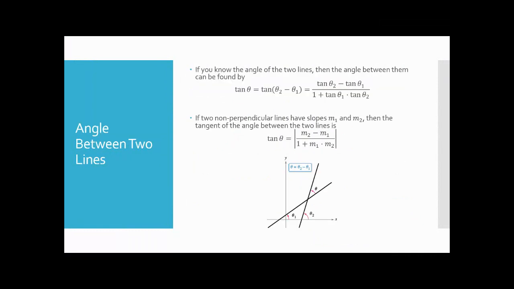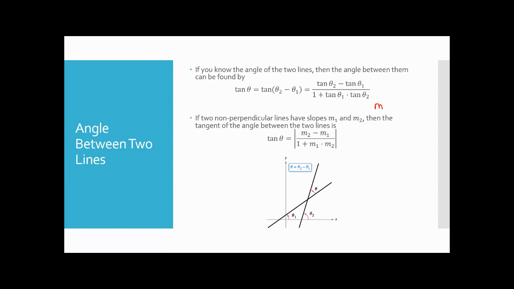All right, so next is the angle between two lines. If you know the angle of each of them, and I've got a picture here, so if you know theta 1 and theta 2, you can find the angle in between them by this complicated looking formula.